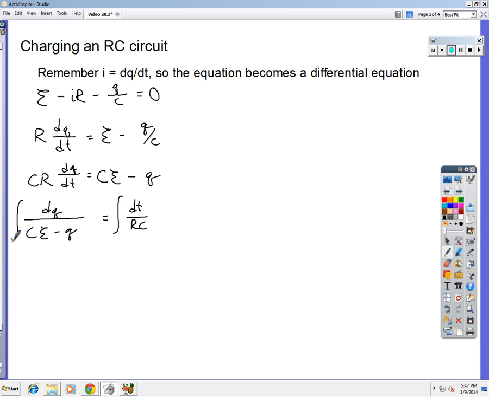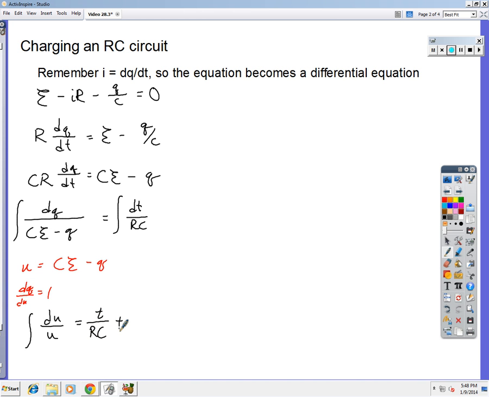Now the integral on the right is easy. The integral on the left really isn't too bad, because what we'll do is a u substitution, where u equals C times EMF minus Q, and du/dQ is just equal to negative 1. So the integral on the left becomes the integral of du over u. The integral on the right is quite easy. It's just t divided by RC.